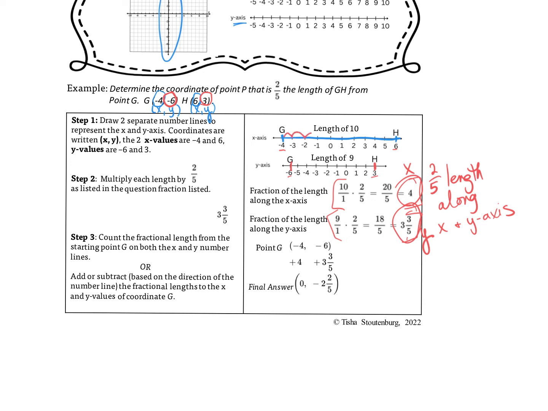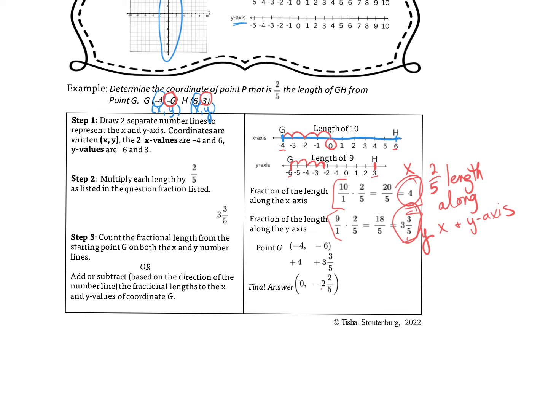So 1, 2, 3, 4 units from G is 0. And from -6, if I count 1, 2, 3, and then 3/5, where I end up is at -2 and 2/5. And there's a separate video on how to count on fractions.